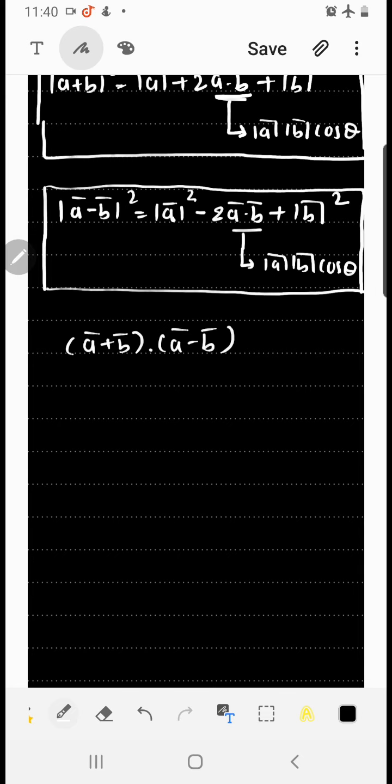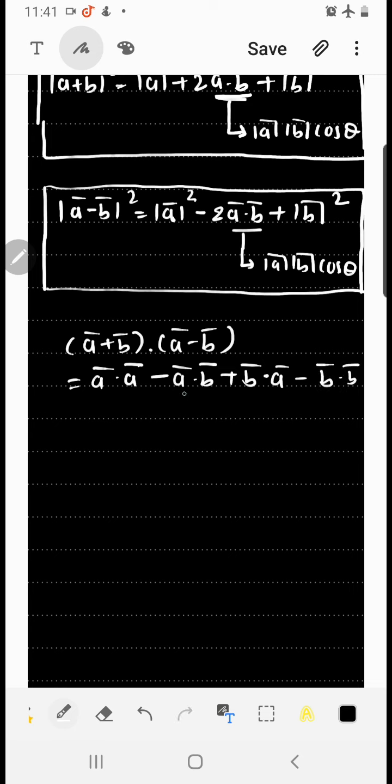What will we do here? Can we say open the bracket? So let's open the bracket. If I open, what do I get? A bar dot a bar. Next is minus a bar dot b bar. Next is plus b bar dot a bar, and finally minus b bar dot b bar.